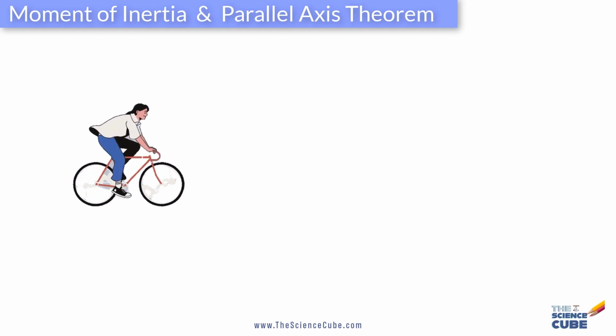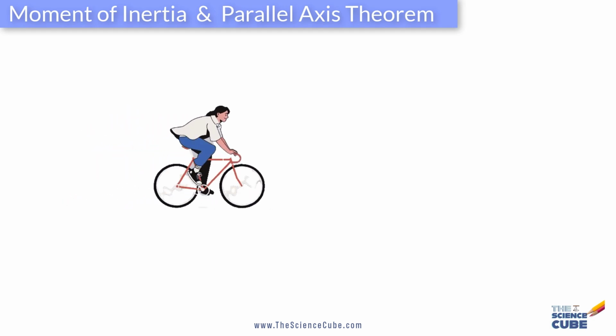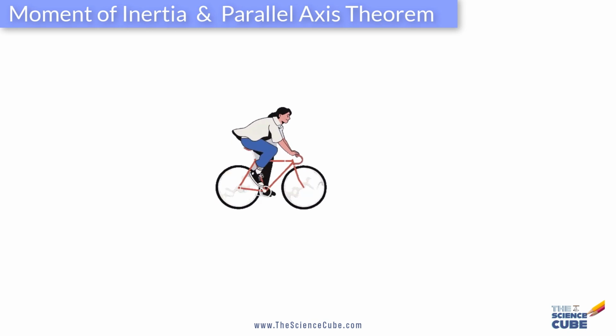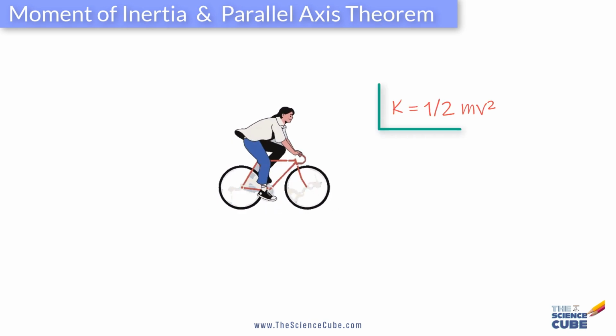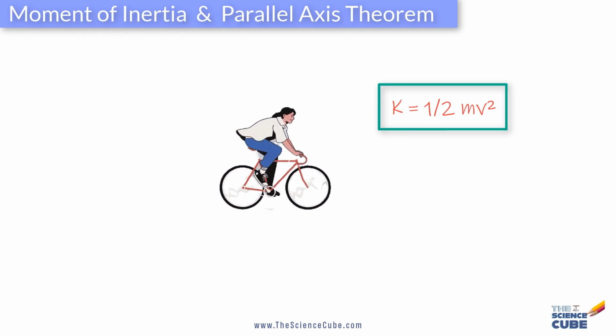It is quite easy to calculate the kinetic energy of an object moving in a straight line, which we know is half mv square. And what makes it easy is the fact that every particle of this body is moving at the same velocity v. So making use of this formula is quite straightforward.